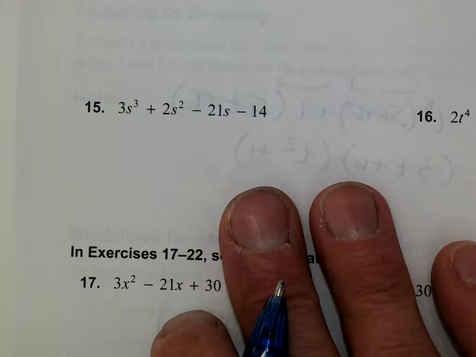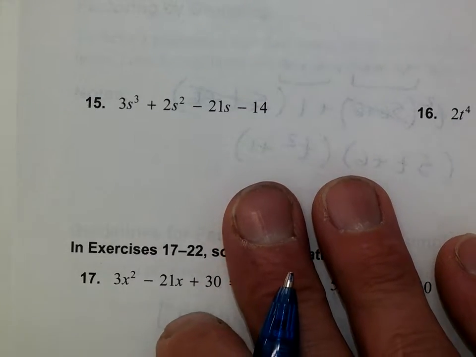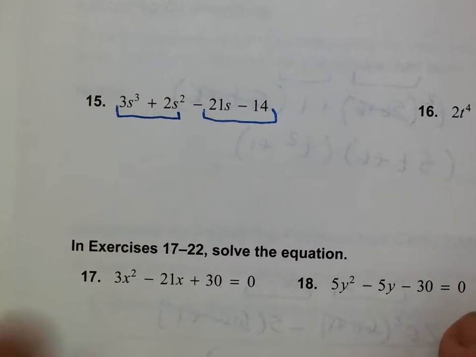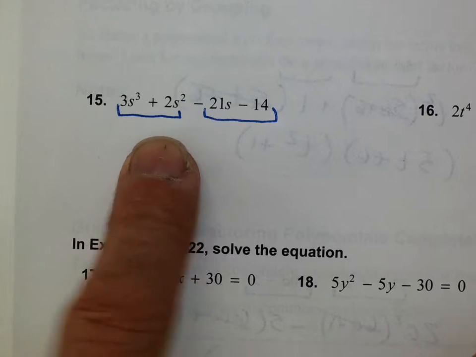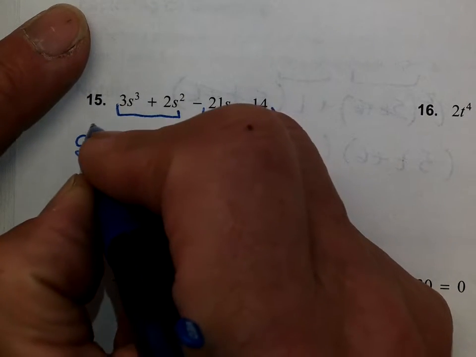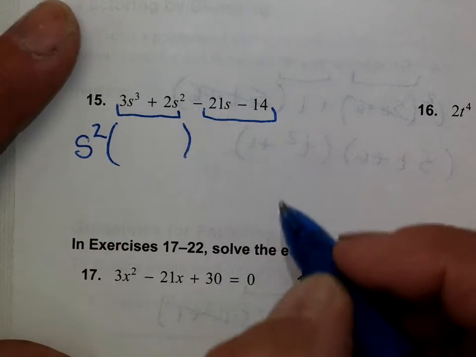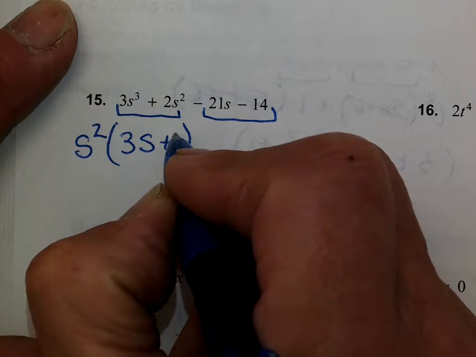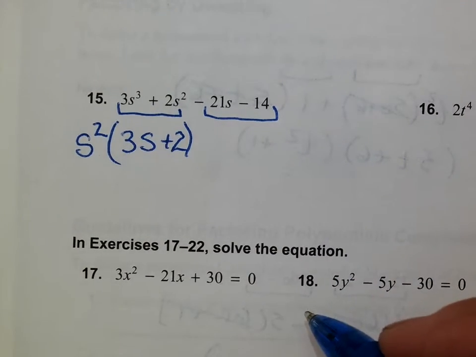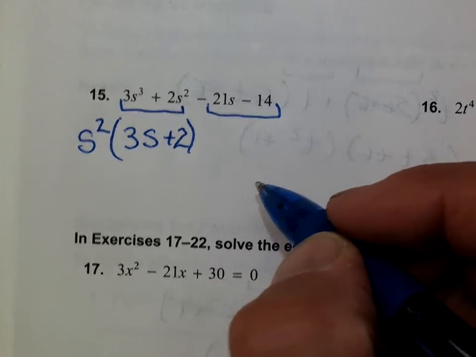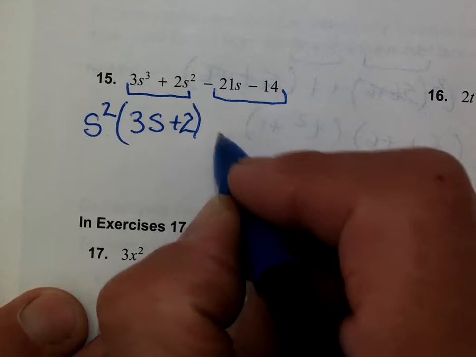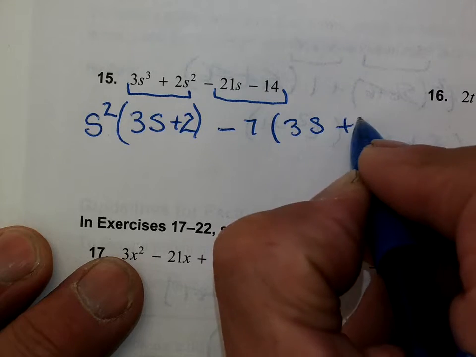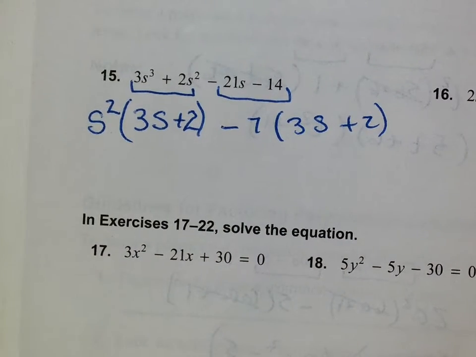4 terms, right? What are you going to do? Combine. We're going to pair them up. What do the first 2 have in common? S squared. And what's left over inside? 3s plus 2. What do the second 2 have in common? Let's take out the negative, because then it'll make what's inside positive. Negative 7, and we'd have a 3s plus 2, right? What do they have left over?